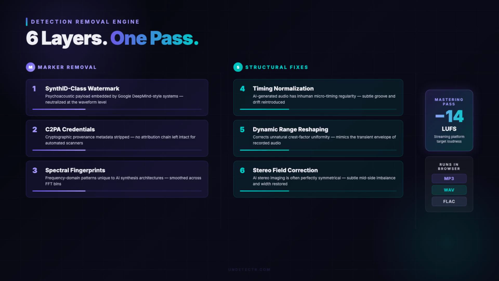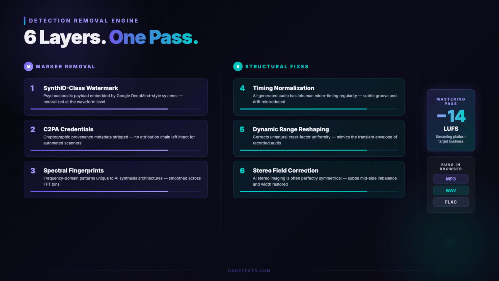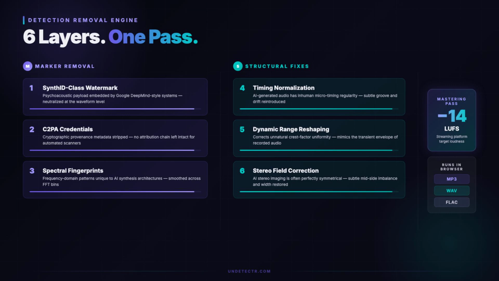6 layers. 3 remove the embedded markers: SynthID class watermark, C2PA credentials, spectral fingerprints. 3 handle the structural tells: timing normalization, dynamic range reshaping, stereo field correction. Runs in the browser, takes MP3, WAV, or FLAC. And we run a mastering pass while we're in there that lands you around -14 LUFS, which is where the streaming platforms normalize to anyway.